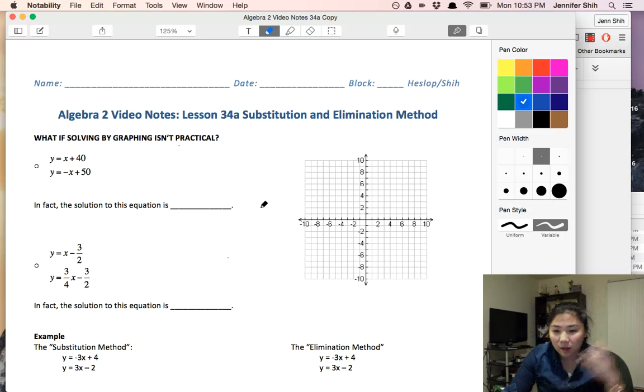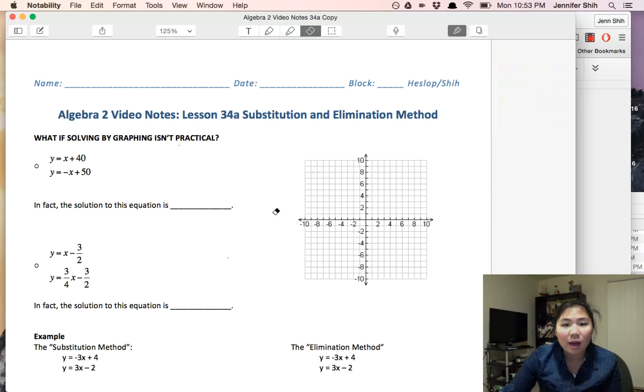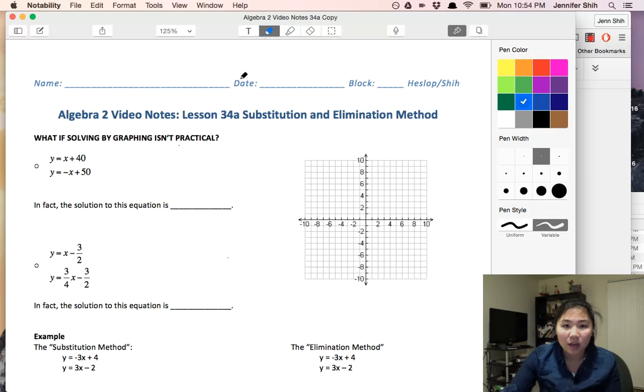We've been solving systems of equations, which means we have two equations and we've been finding where they intersect or touch, and those are the solutions. Now, we've been doing that with graphing. But what if graphing is not very practical? Lesson 34A: what if graphing isn't practical?